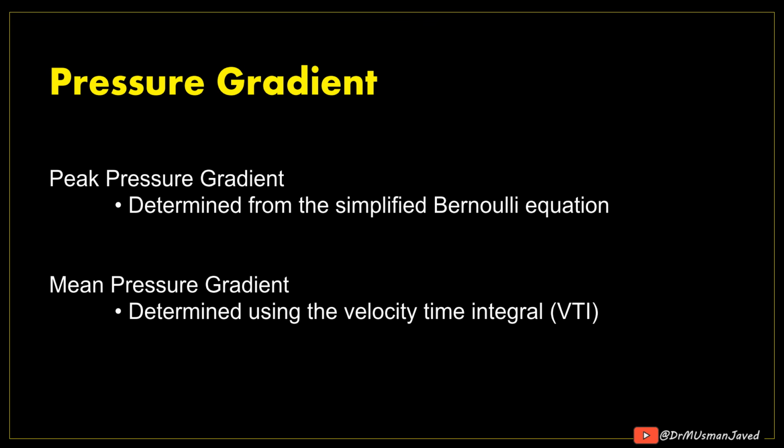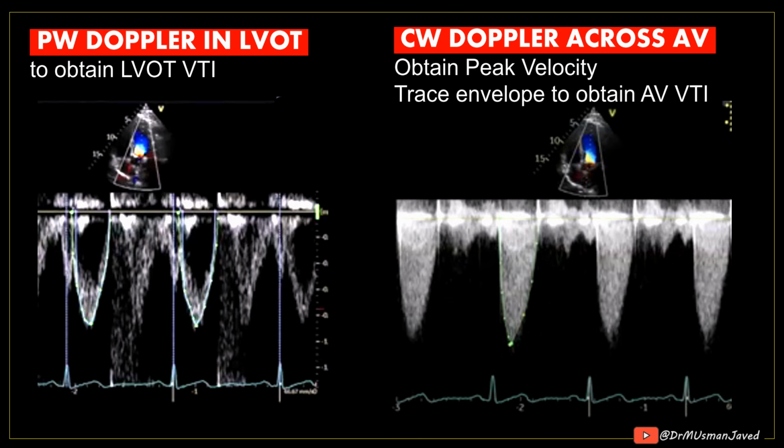Then when we're measuring or assessing our pressure gradients, we're looking at the peak pressure gradient, but that's not used to define severe aortic stenosis, and this is determined from the simplified Bernoulli equation. And your mean pressure gradient is determined using velocity time integral and tracings of the Doppler envelope.